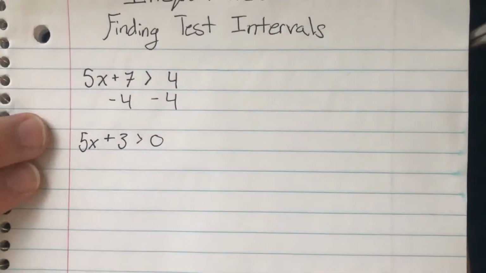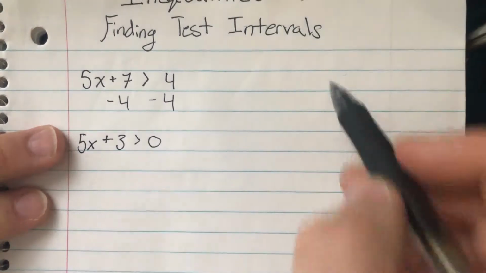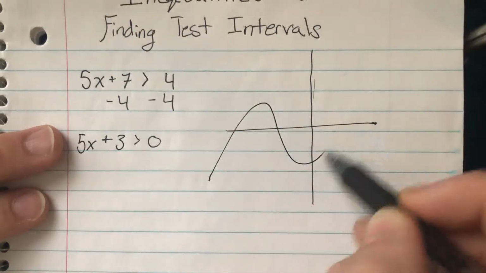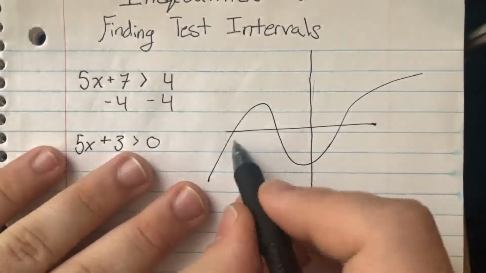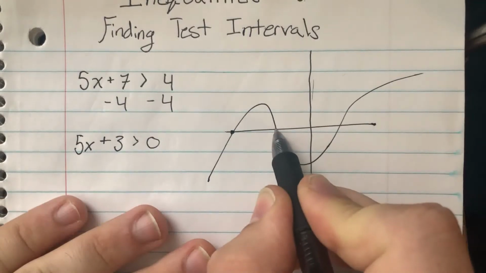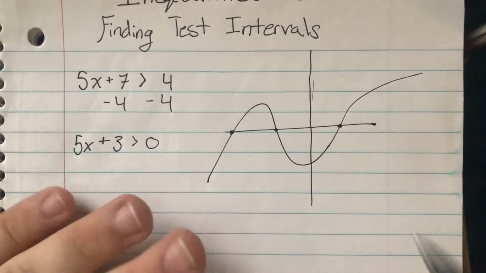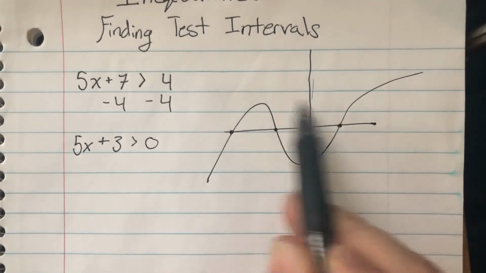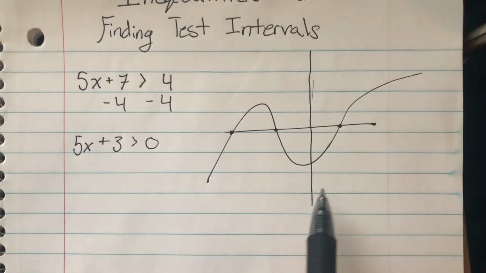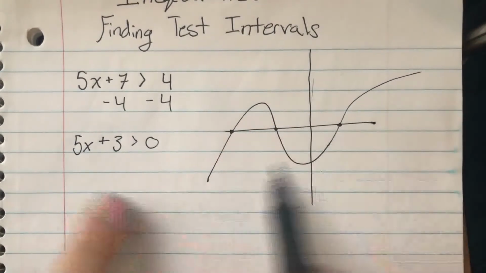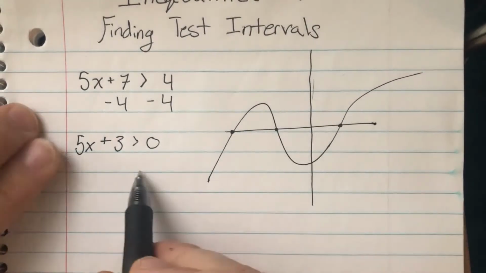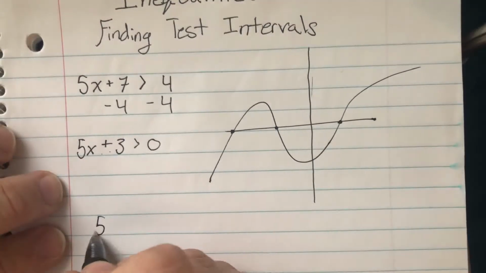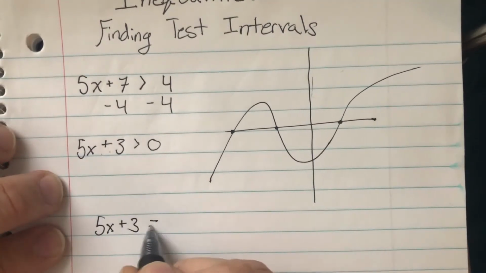So we don't know what this looks like, but any graph you're going to have is going to be something like that, right? Where it crosses the x-axis at certain points. And at some points it's greater than the x-axis, some points it's less than the x-axis. And so what we want to do is find these intervals. So what we want to do is find the points where 5x plus 3 is equal to 0.